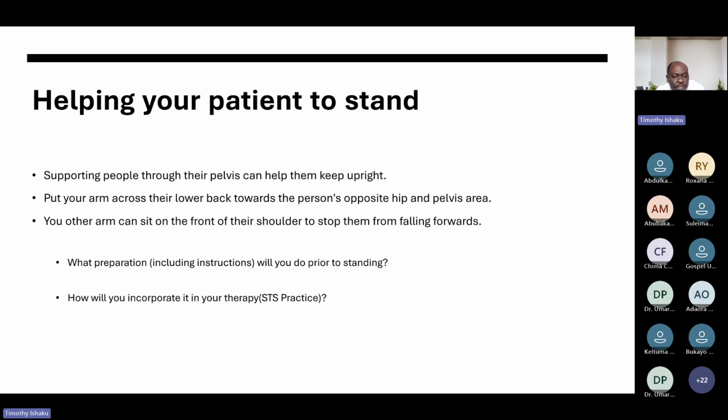You don't want to be twisting. And then you want to support them. If you have to support them, one arm should be around their lower lumbar region, just to give them that slight notch if you have to do. The other arm should be around their shoulder in front, just to prevent them from excessively moving forward. And you give good instructions and you transfer them from sitting to standing position.